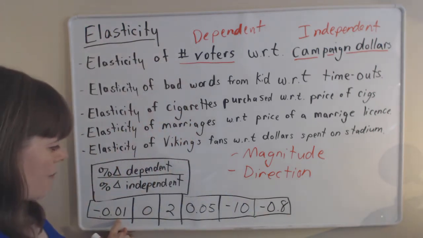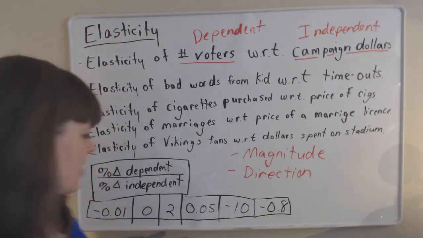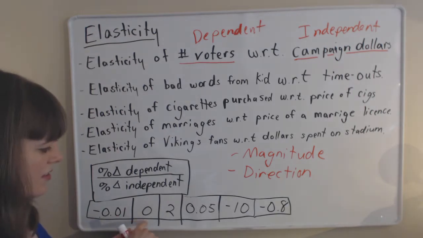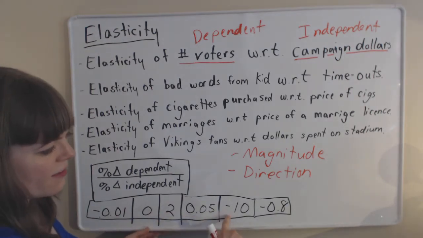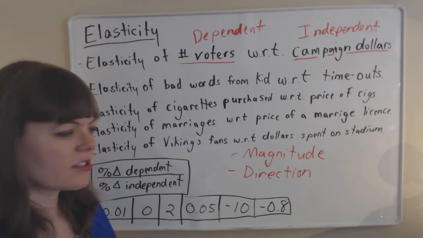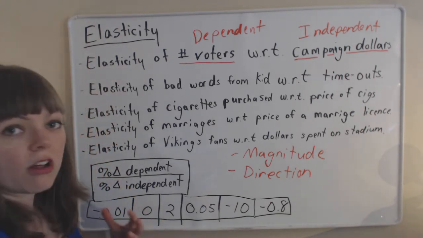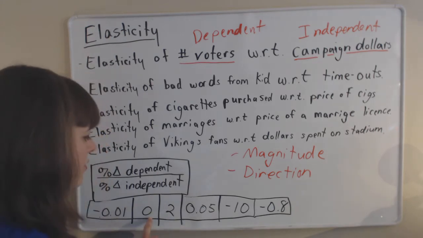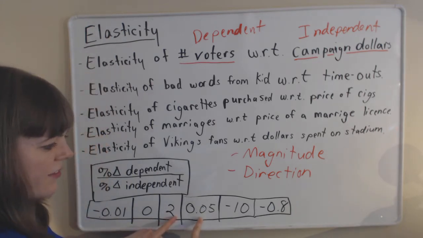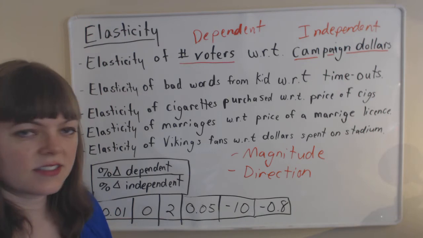So if we look at a bunch of examples of elasticities down here, negative 0.1, 0.05, negative 10, these are all measures of elasticities, and we notice that all of them have a direction, so they're all either positive or negative or zero. So here we have 2 positive elasticities and 3 negative elasticities.